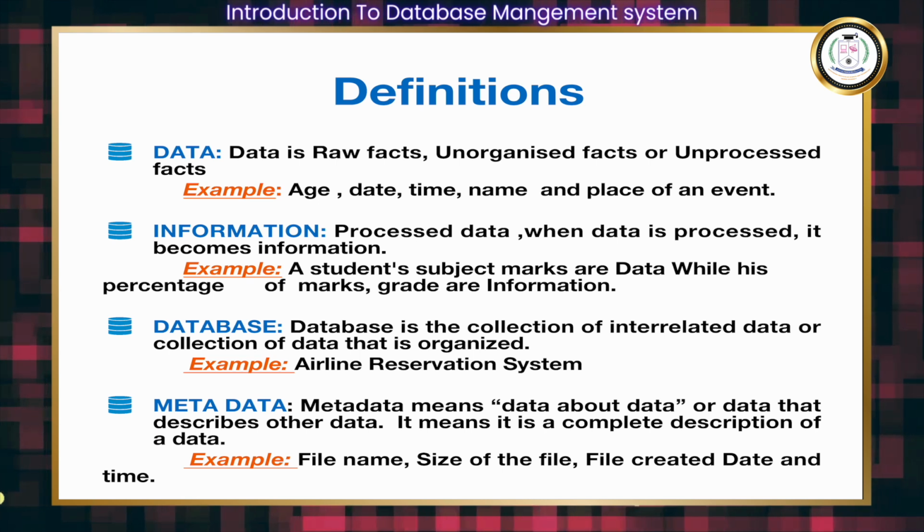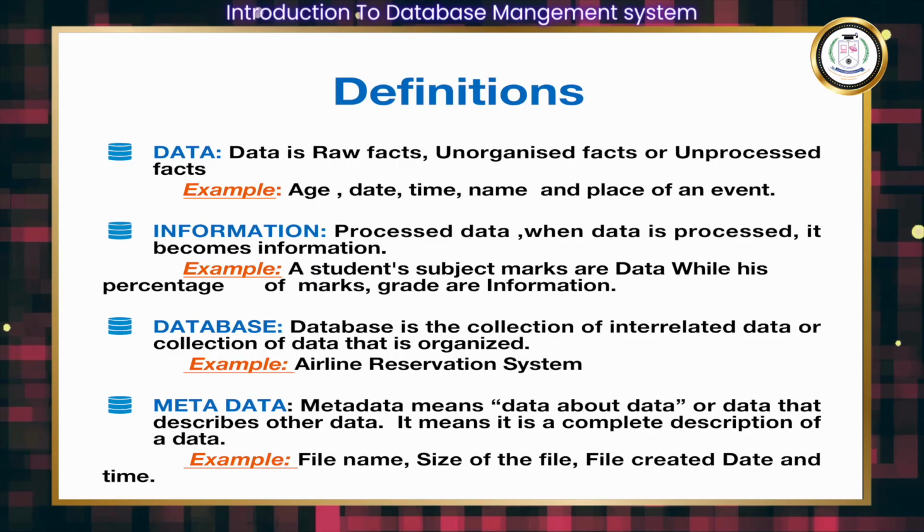The first one is data. Data is any raw facts or unprocessed facts that you can record. For example, any numbers, name of a person, name of a place, or any kind of text, images, audio and video, etc. All this are collected as data.